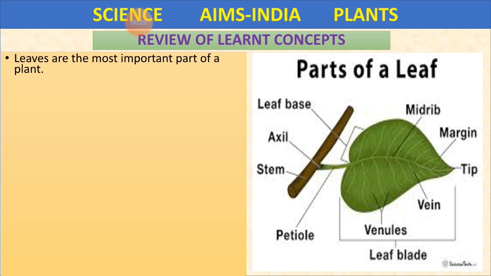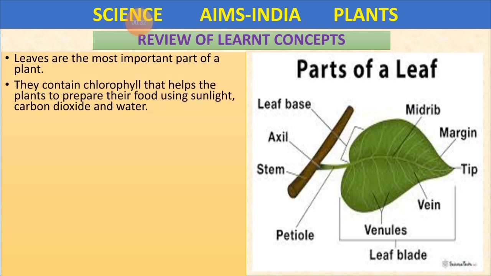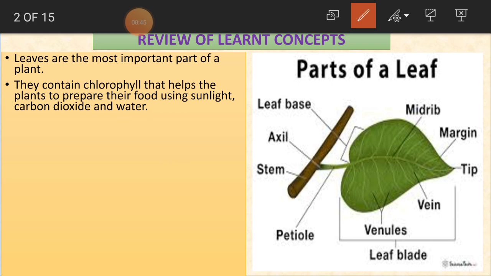Leaves are the most important part of a plant. As we said, they contain chlorophyll that helps the plants to prepare their food using sunlight, carbon dioxide and water. Now we learned that plants make their own food, and the leaf is going to make the food. By what? By chlorophyll, because the leaf contains chlorophyll. This chlorophyll helps the plants to prepare food using sunlight, carbon dioxide and water.